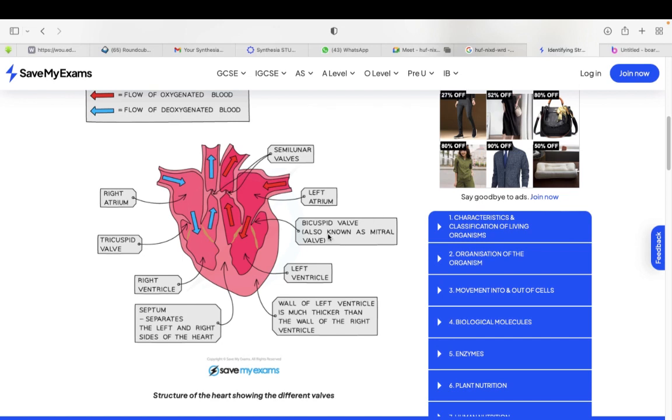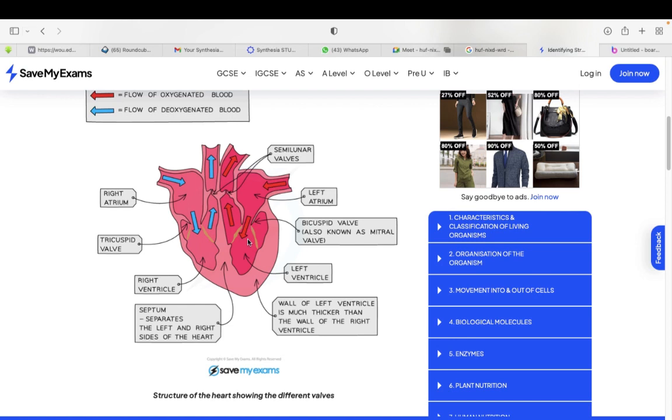However, there is a valve here. There's a valve we've not talked about, the bicuspid valve. Now, when the blood is coming from the lungs and it joins the left atrium, between the left atrium and the left ventricle, there is a valve called the bicuspid valve. This valve is here, at this corner. It's also known as the mitral valve.